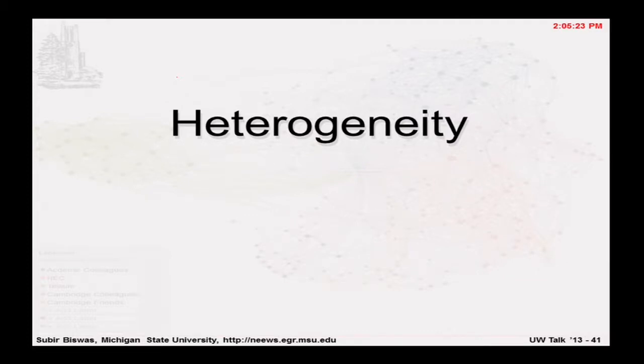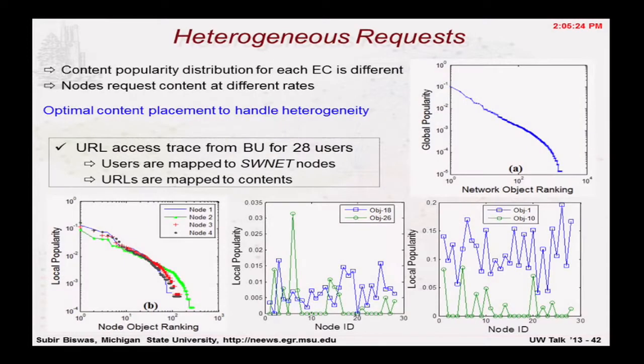The second thing is the heterogeneity in terms of the content request rate, meaning that the rate at which I download apps might be different from the rate at which you download apps, although we might have very similar interest in apps. So these are the different levels of heterogeneity that we also looked into.